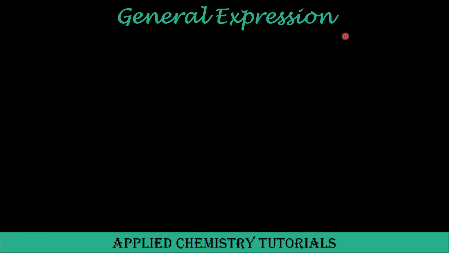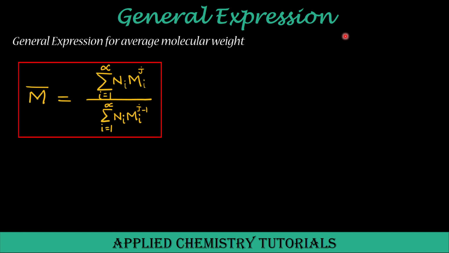Now let's see a general expression which can connect all these three different molecular weights of polymer. And the general expression is M bar equals the summation of Ni Mi to the power j from i equals 1 to infinity divided by the summation of Ni Mi to the power j minus 1 from i equals 1 to infinity.